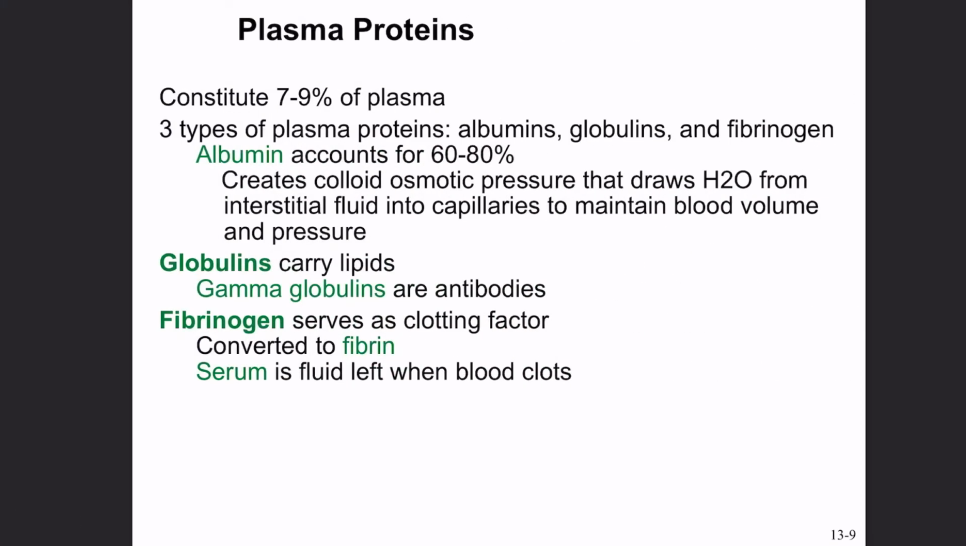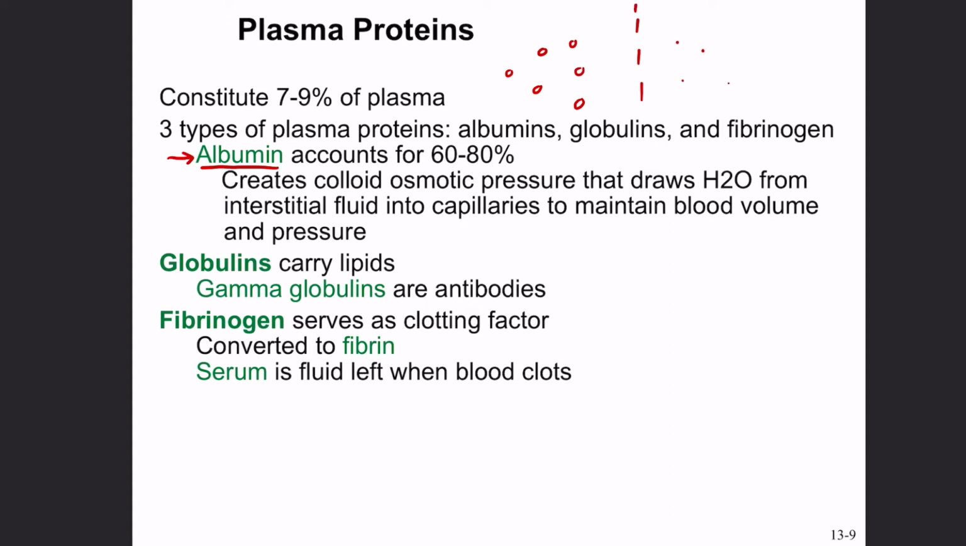There are a few different types of plasma proteins in our blood. The 3 types that we will talk about are called albumins, globulins, and fibrinogen. Albumin is the majority of it. It accounts for about 60 to 80% of the plasma proteins, and it stays within our plasma. And so say I was going to draw our plasma here. And it creates this colloid osmotic pressure.